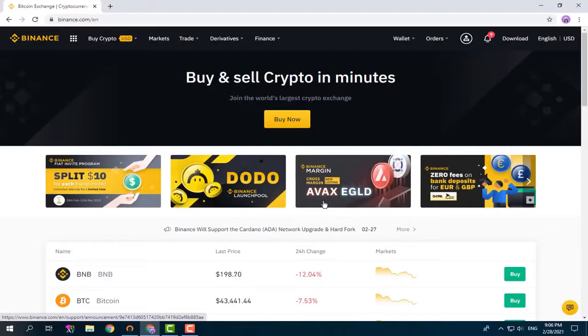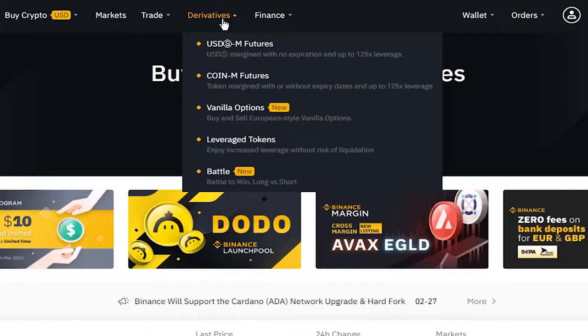When you log into your account, in the menu bar at the top of the page, you see that we have derivatives. If you don't know what a derivative is, derivatives are financial assets whose value is derived from another asset or group of assets. So we have an underlying asset, in this case Bitcoin or other coins. And for example, based on Bitcoin, we can have some kinds of contracts between buyers and sellers whose value is derived from the Bitcoin price.